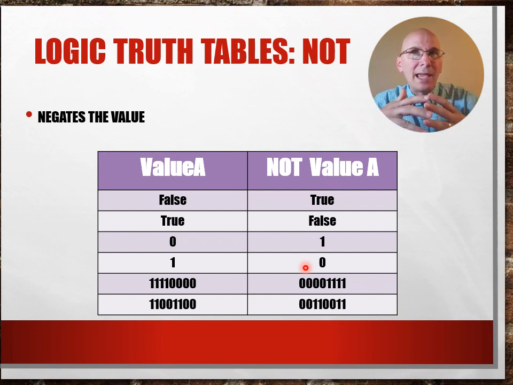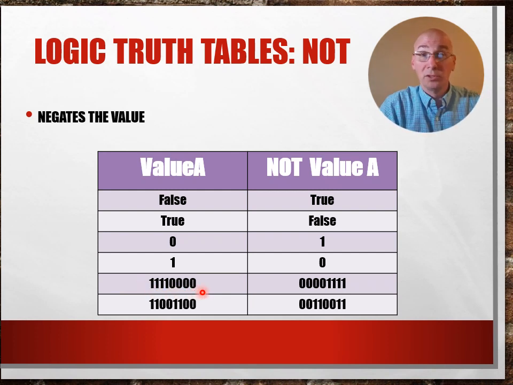Now, if you had a byte value made up of a series of 1s and 0s, when you negate that, every bit that is a 1 in your byte becomes a 0, and every bit that's a 0 becomes a 1. So here 1 1 1 1 0 0 0 0 becomes 0 0 0 0 1 1 1 1. And similarly 1 1 0 0 1 1 0 0 becomes 0 0 1 1 0 0 1 1. Every place that I had a 0, the corresponding bit in the result is now a 1, and vice versa.